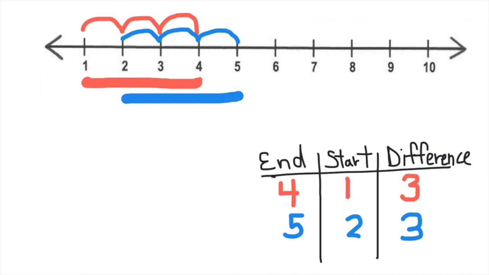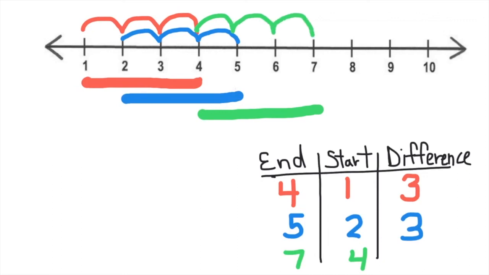And one more example. 4 and 7. So here we have 7, the ending point, 4 is the starting point, and the distance or difference between those 2 points is still 3.